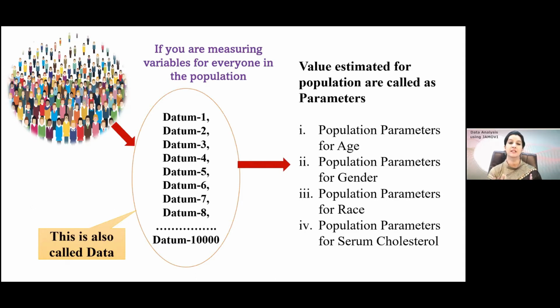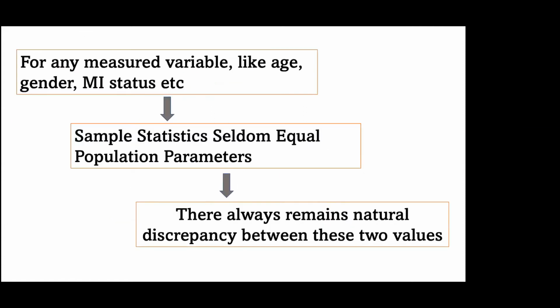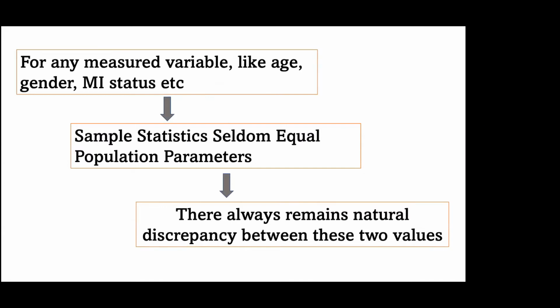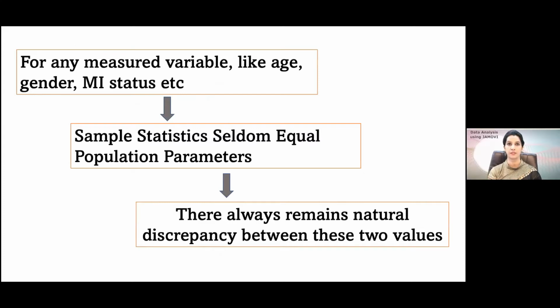We will see it in descriptive and inferential statistics also, that whenever we project the population parameter using the confidence interval, we call it inferential statistics, because through that sample, you are estimating the population parameter, which is unknown. So this could be the population parameter of age, gender, race, cholesterol, etc. For any variable like age, gender, or MI status, usually the sample statistics is never equal to the population parameter. There will always be some discrepancy between the two values.